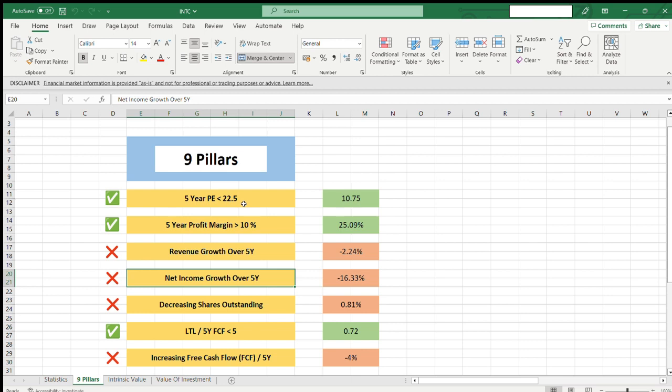But next, we can see that the total revenue and net income have not been increasing over the last 5 years and instead have been decreasing, and net income has been decreasing by quite a bit. So that is actually quite a red flag.